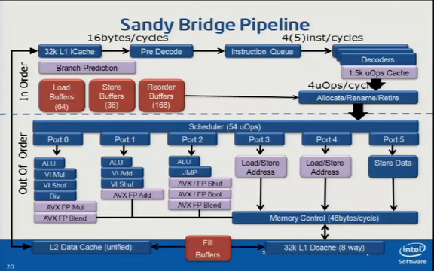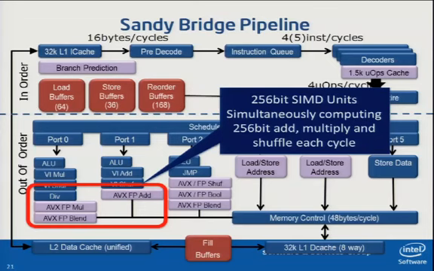Now, what are the special features compared to earlier architectures? We now got 256-bit SIMD units, right? That allow us to simultaneously compute 4 double adds, 4 double multiplies, and 1 shuffle each cycle. And we will see what a shuffle is later on. It's a data rearrangement in the vector.